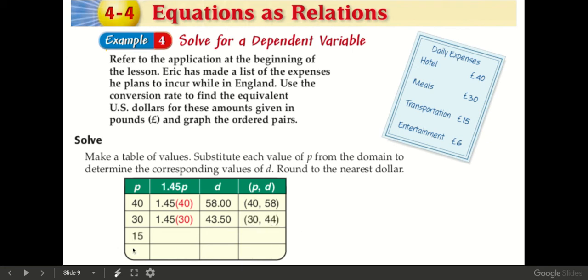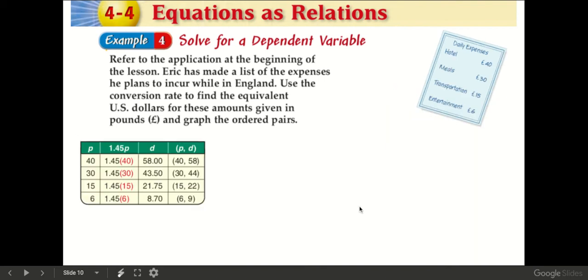Next is 15 pounds for transportation. 1.45 times 15 is going to give me 21.75, or $21.75. And so there's my next one. In this one, they just rounded to the nearest dollar, but this is probably more accurate. Finally, 6 pounds for entertainment. 1.45 times 6 pounds is going to give me $8.70. And so there you go. That would allow me to convert from pounds to dollars.